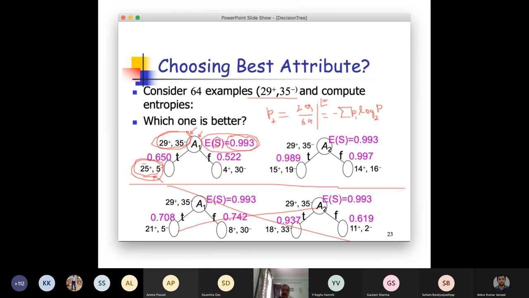Anyone? How do you compute the entropy of this node? So we can similarly do it like 25 positive, and we have a total of 30. So we calculate the positive probability. Right, in the same way you can compute.